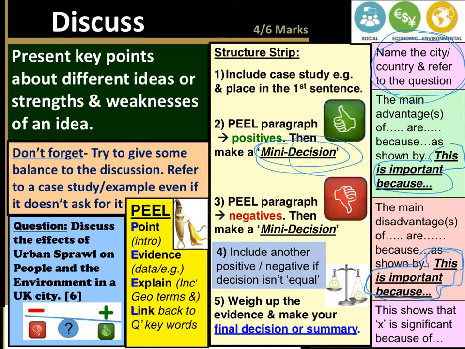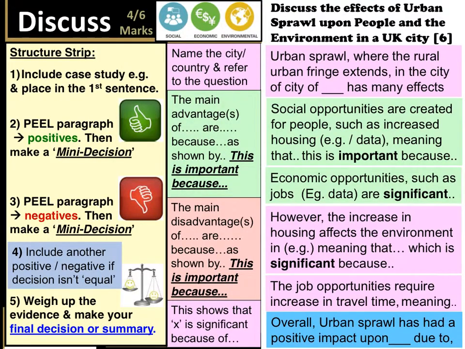The next slide is going to give us a sample answer that we might want to work out. So the information on the left hand side of this slide is going to disappear. We're going to move it all across to the left to give us space on the right to give us the sample answer. So on the left we've got the structure strip, which gives us the structure of what we need to do, the positives, the negatives, and make a final decision.